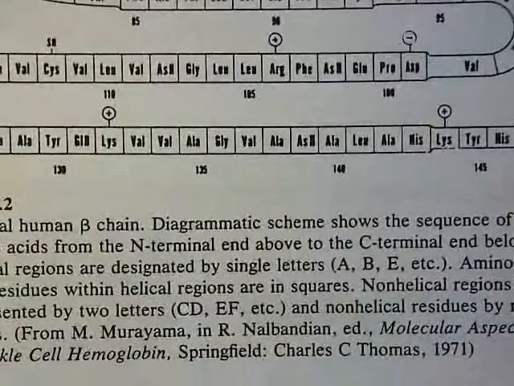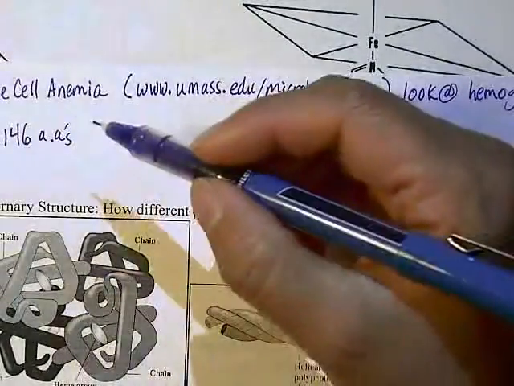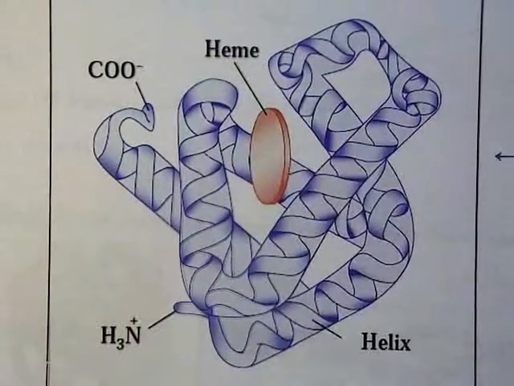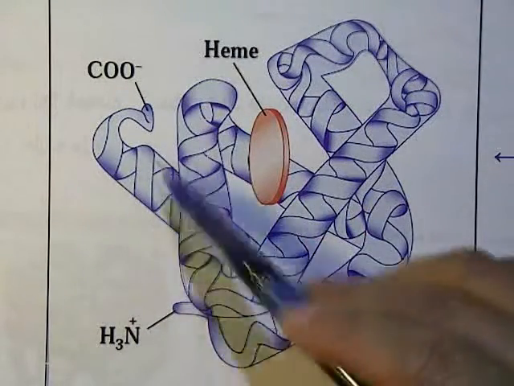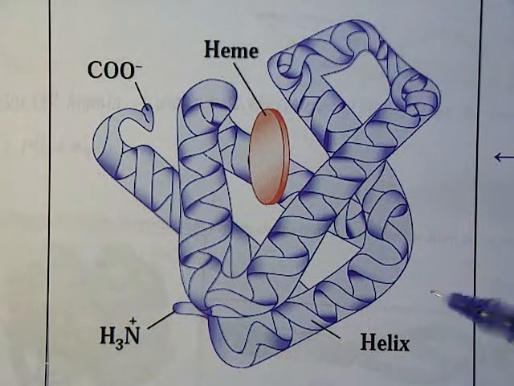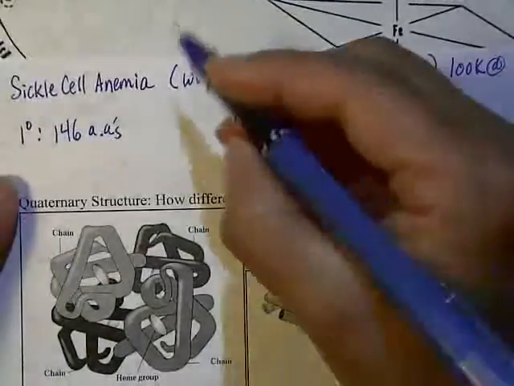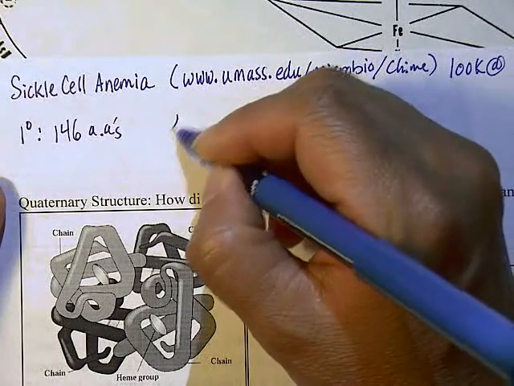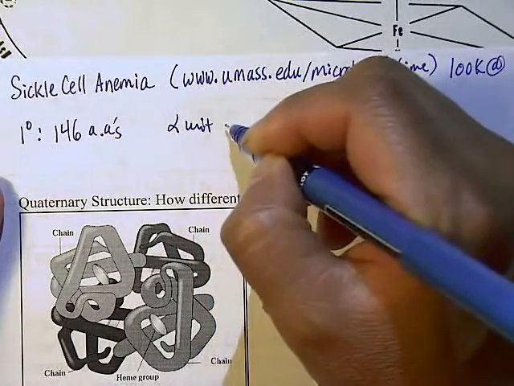All right, so there's 146 amino acids in this, and they're mostly alpha helix, as you see in this diagram, and that's the heme group. A lot of alpha helixes, and there are 4 of these subunits. Okay, so there's an alpha unit and a beta unit.